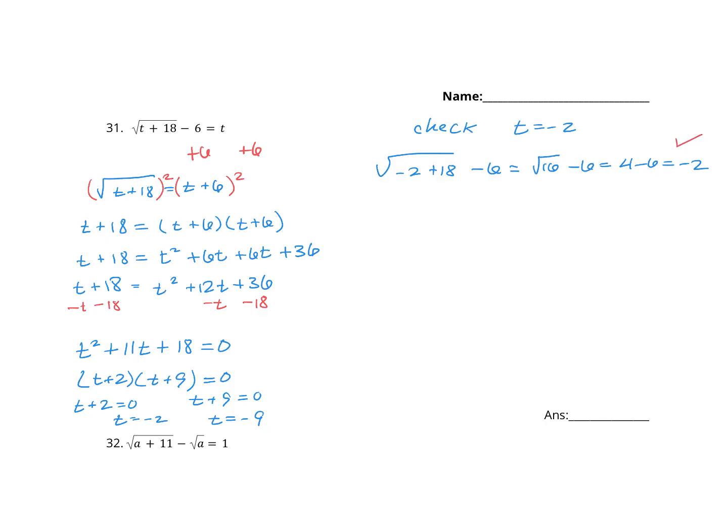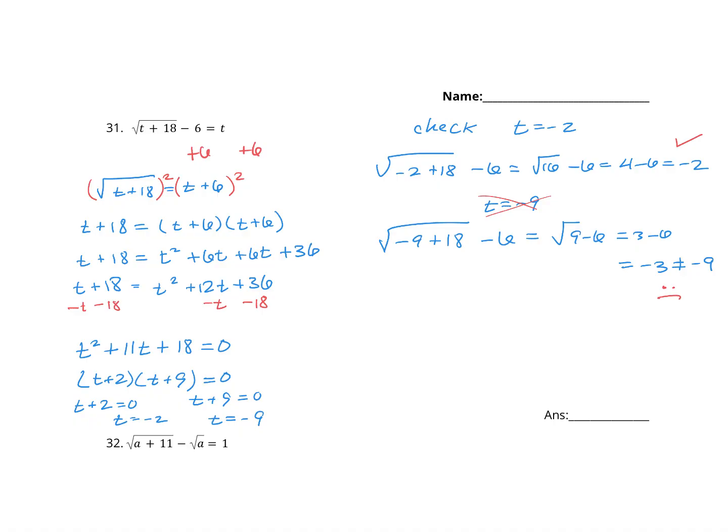Now let's check out the negative 9. Again, that's the square root. This time it's negative 9 plus 18, minus 6. That turns into the square root of 9, minus 6. And remember, the square root ends at the 9. So that's going to be the square root of 9, which is 3, minus 6, which is negative 3. And that is not equal to the t number, which is negative 9. So that solution is no good, and we toss it out.